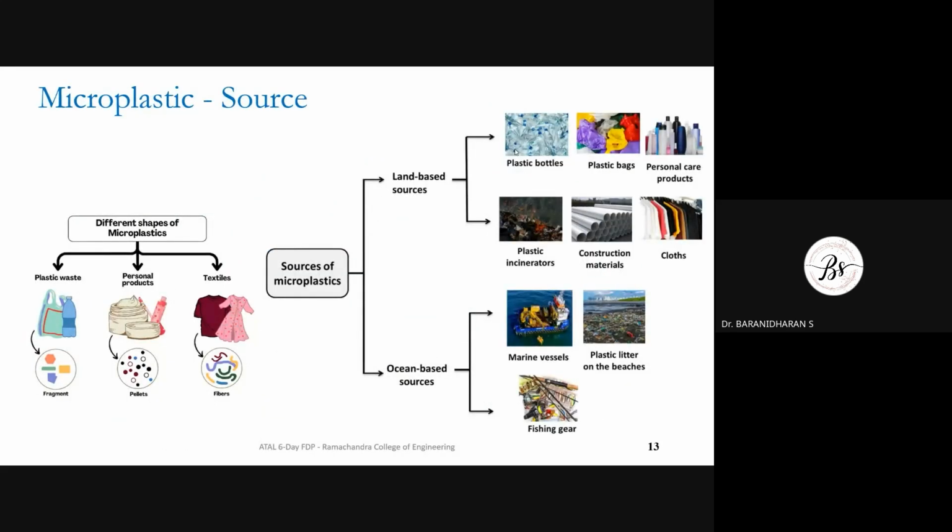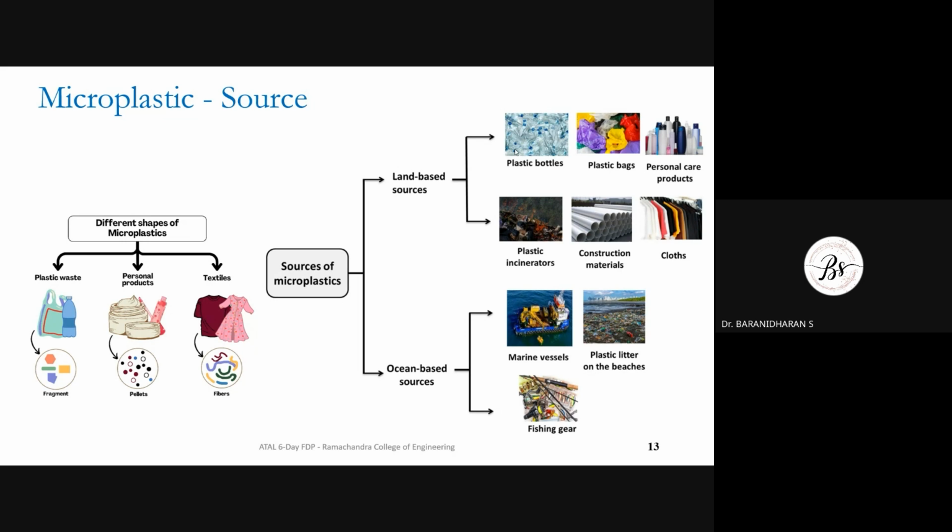With respect to different shapes, it can be from the virgin material, or it can be from the recycled material. So it can be based upon the source of product. It can be classified as primary or secondary. Primary is manufactured for a designated purpose, and secondary is what gets broken down from the macro particles. Again, the source can be mainly land-based, and all the land-based sources lead to ocean-based sources.